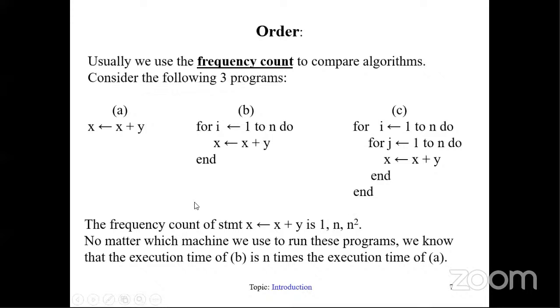This is very important, ladies and gentlemen. Irrespective of the machine, whether you use a processor with 50 cores, 100 threads, or 2,000 threads, no matter how fast or how smart your system is, we know that B is n times A, and C is n squared times the operations in A. So this is about the execution time. If A is executed in 1 second, then B is executed in n seconds, and C in n squared seconds. So it's about the execution time.